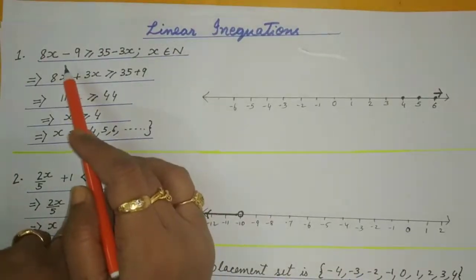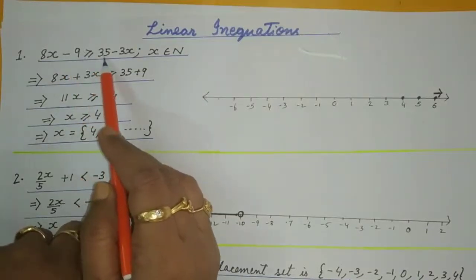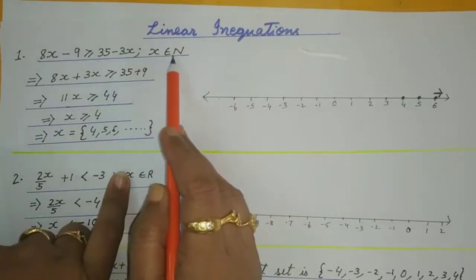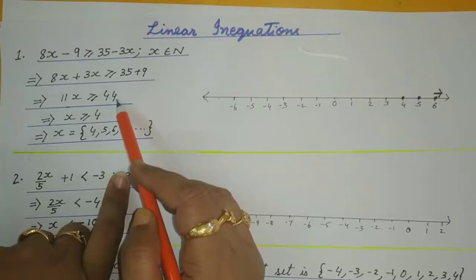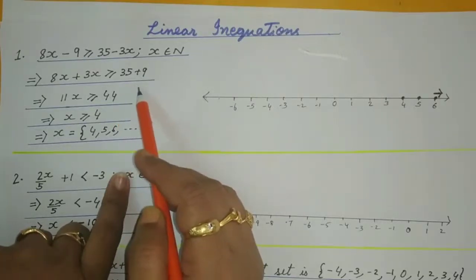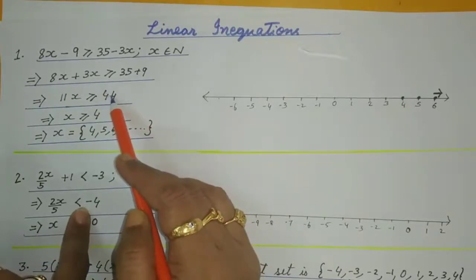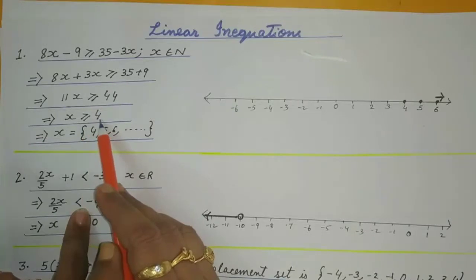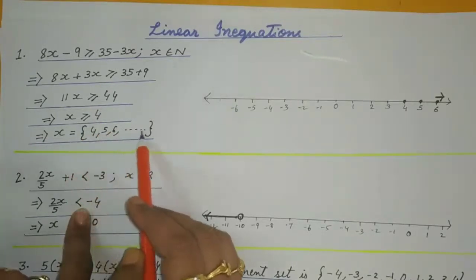And the inequation is 8x minus 9 greater than or equal to 35 minus 3x, where x belongs to natural numbers. I will not read out the rest of the lines. You can try it out in your rough notebook and come to the answer directly, which I have done, but I am not explaining it now. The answer is x is greater than or equal to 4. So your solution set can be 4, 5, 6 and so on endlessly.